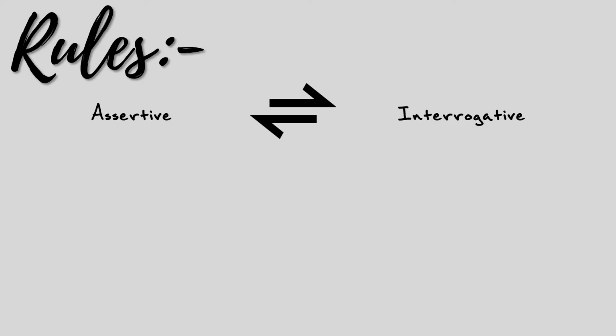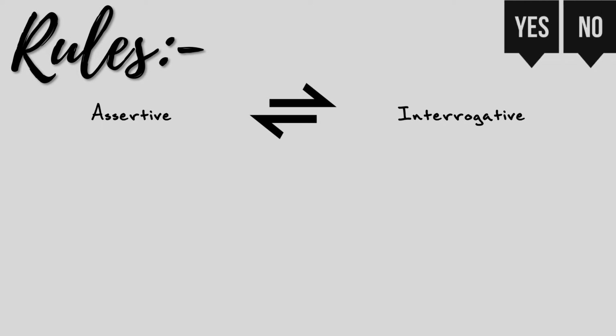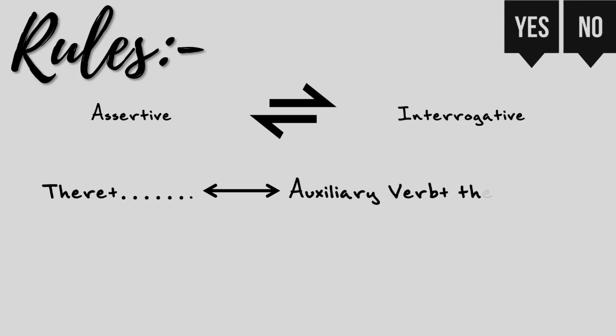Now, introductory there sentences can also be transformed into yes-no questions as well. So let's see. When the sentence starts with there, while transforming it into an interrogative one, the first thing you need to do is bring the auxiliary verb in front of the subject there. And another thing, please change the negative words according to the rules.